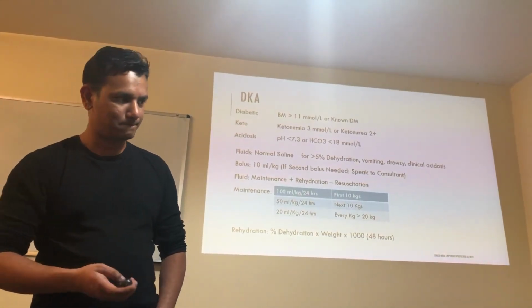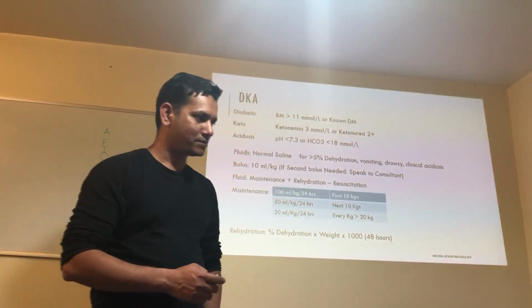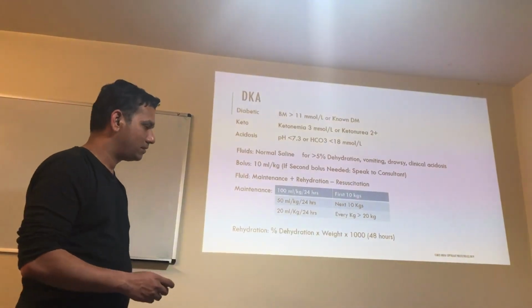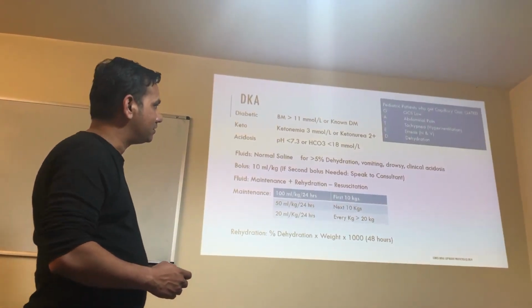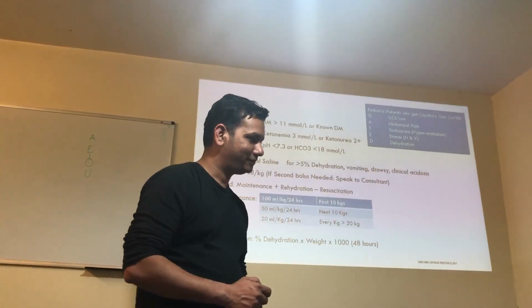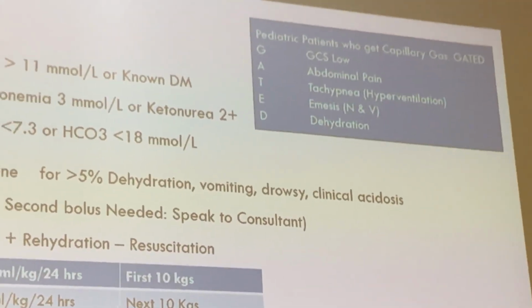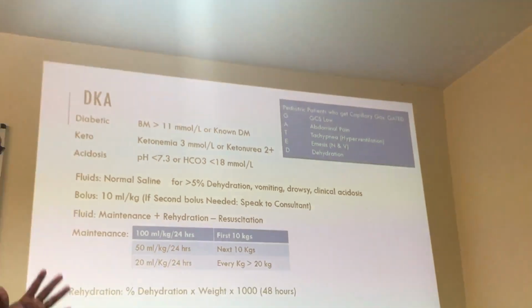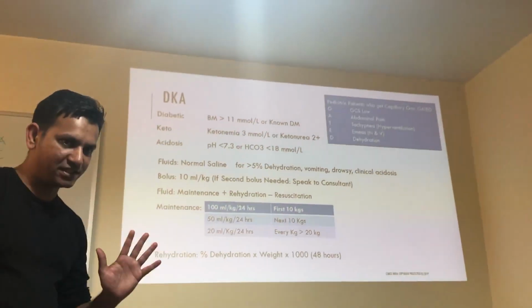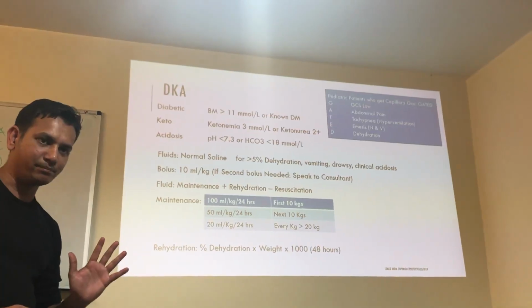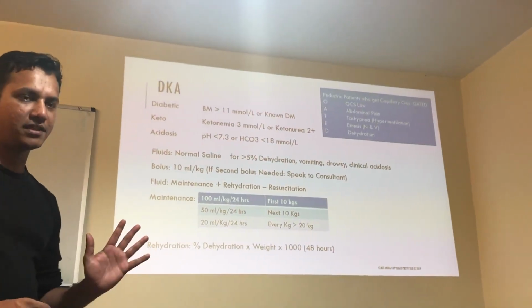Gait, low GCS, okay. Abdominal pain, yes. Tachycardia, tachypnea, altered mental status, whatever, and dehydration. So whenever you're seeing a pediatric patient and any of these five is present as a symptom or presenting complaint, you need to do a venous blood gas.